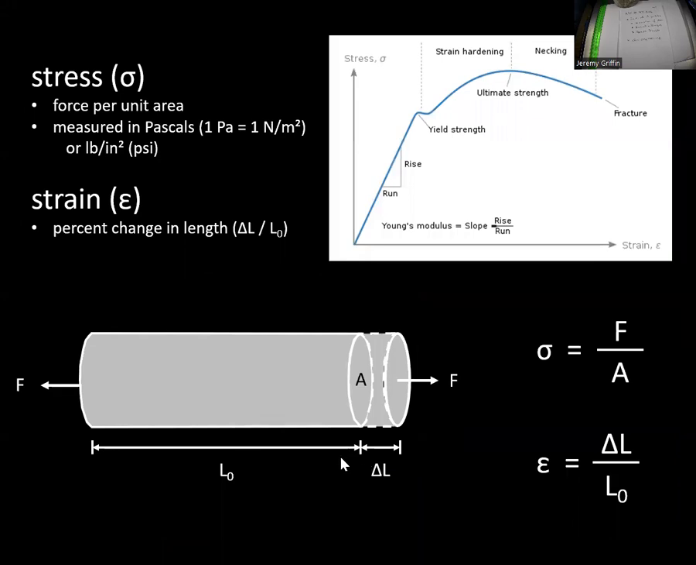All right, stress strain. I see a stress strain diagram here. So stress on the vertical axis, strain on the horizontal axis. So first of all, what are those? And then how do you interpret this graph?